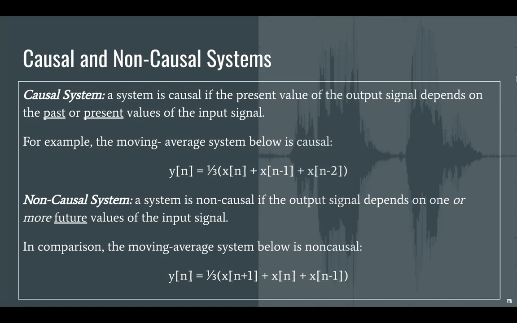In contrast, a system is said to be non-causal if the output signal depends on one or more future values of the input signal. So in the second example, we have y of n being dependent on a present value of x of n, a future value of x of n plus 1, and a past value, x of n minus 1. But due to there being only one future value, the system is automatically non-causal.